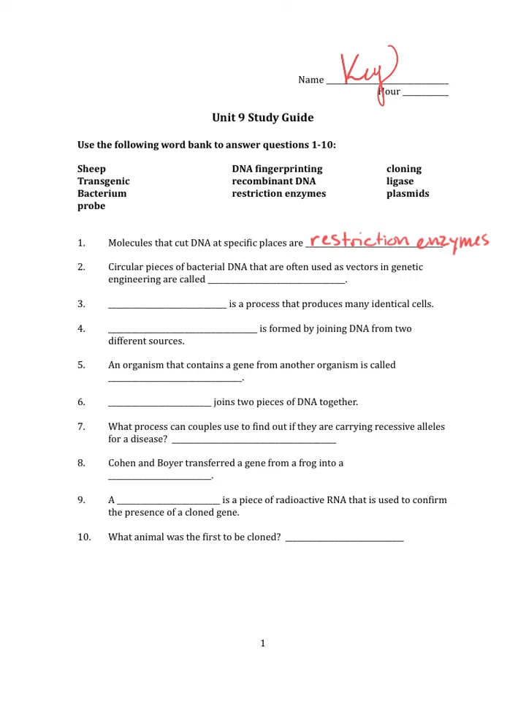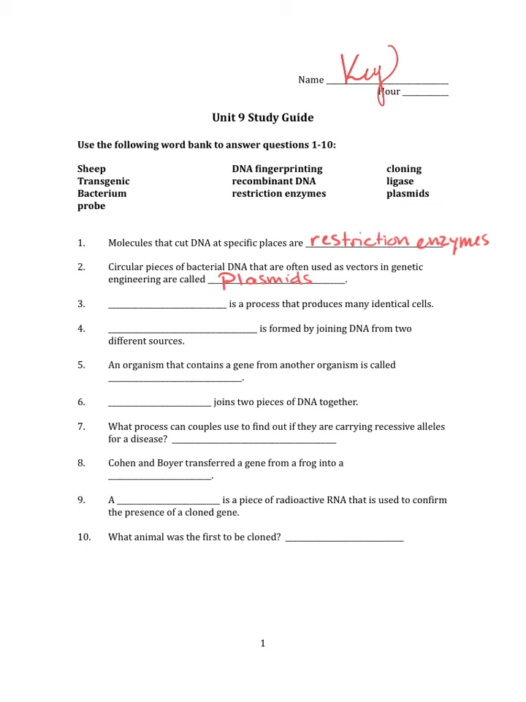Number 2. Circular pieces of bacterial DNA that are often used as vectors in genetic engineering are called plasmids. So remember, these are small pieces of DNA that are in addition to the chromosome found in the bacterial cells, and those plasmids can be moved from one bacteria cell to another, and they can also be edited and then inserted into bacteria cells.